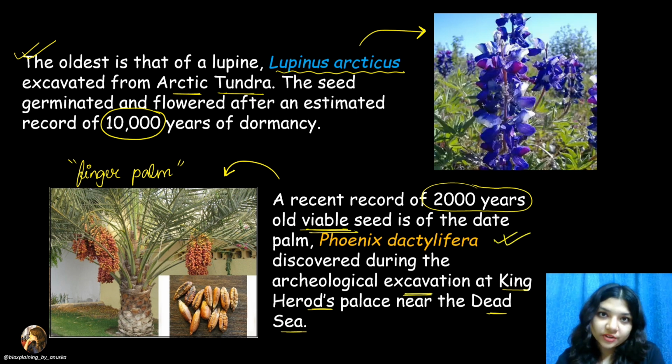was discovered. Right? तो क्या देखा हम लोगों ने कि viability of seeds can be different for different kind. Some seeds are viable for a few months, some for a few years, some for hundreds and thousands of years. And two common examples we have seen: 10,000 years of dormancy के बाद भी viable, that is Lupinus arcticus, and 2,000 years के बाद भी viable, that is Phoenix dactylifera.